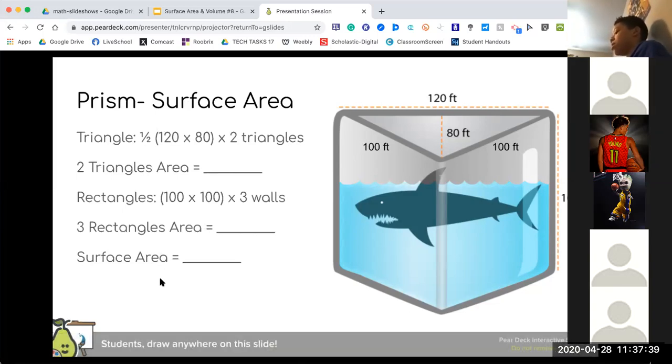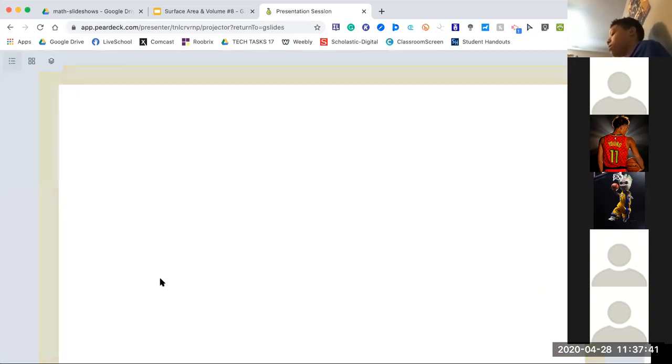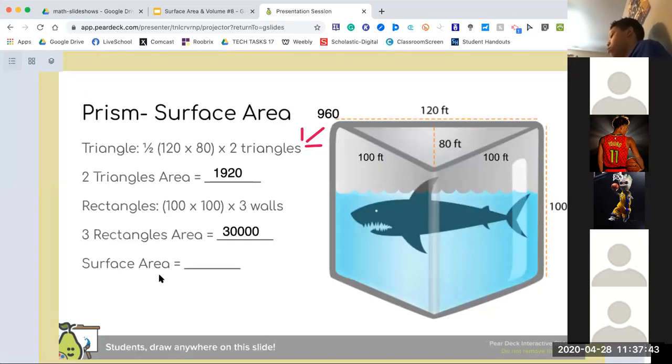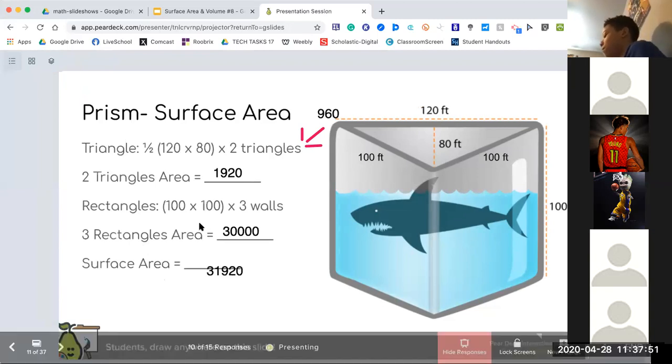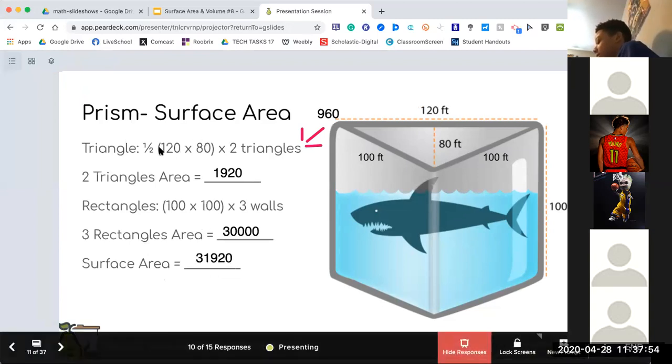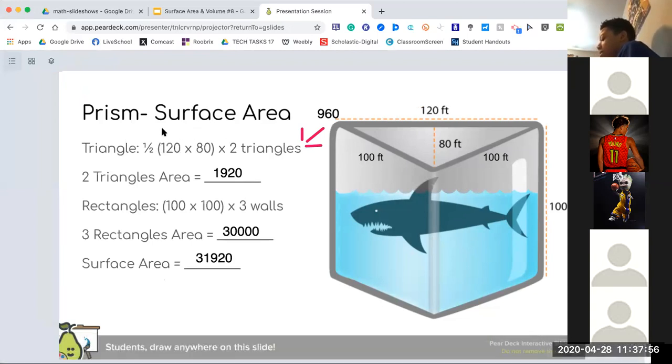All right, going to share a couple of responses. And here we have a response that is saying that if I take the two triangles, I would need half of 120 times 80, but then I'd need two of the triangles, and that gives me a total of 960.